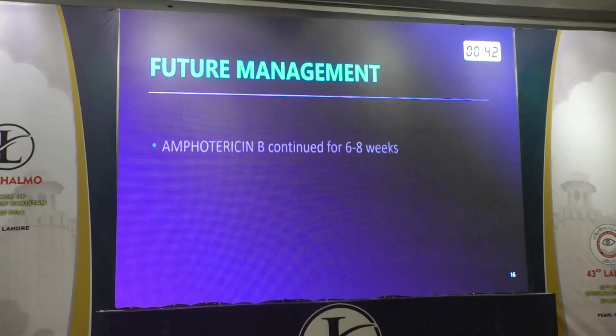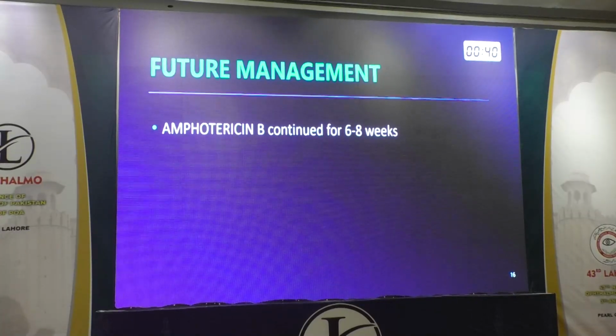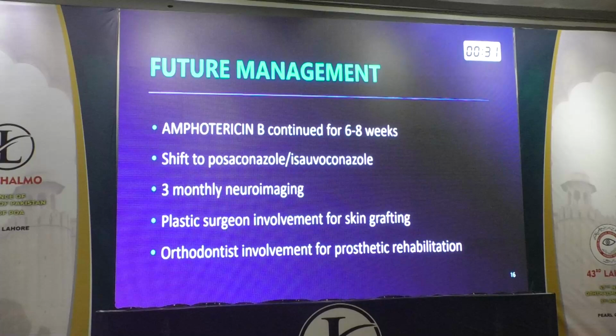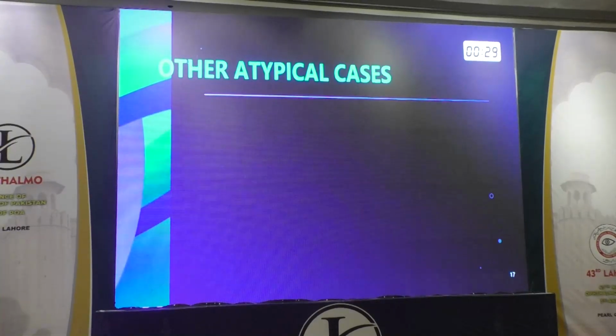Our future plan is to continue the amphotericin B for 6 to 8 weeks, and next you can shift the patient onto oral posaconazole or isavuconazole, whichever is available to you, with 3-month neuroimaging and plastic surgeon involvement.